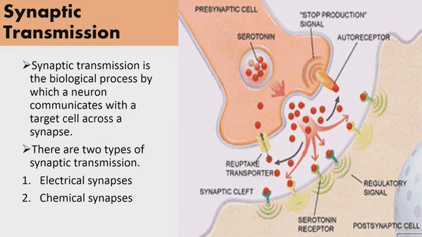Now, I will tell you about synaptic transmission. Synaptic transmission is the biological process by which a neuron communicates with the target cell across a synapse. Basically, synaptic transmission is a process in which specific information is transferred from the presynaptic cell toward the postsynaptic cell. For this, there are two types of transmission processes that are being used. First one is the electrical synapse and the second is the chemical synapse.